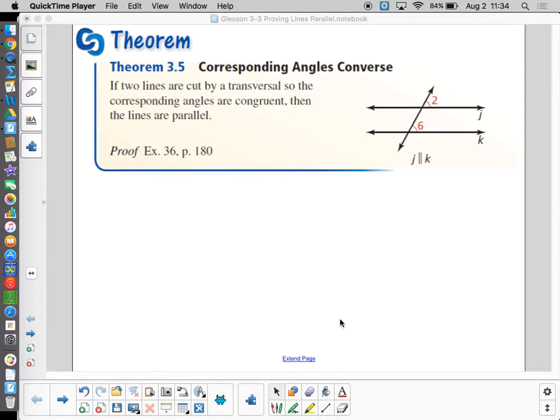Look at the converses of the theorems that we did yesterday. Basically what it's doing is working things backwards. Yesterday we started with the idea that the lines are parallel. What can we conclude about the angle pair measurements? Today we're going to work it all backwards.